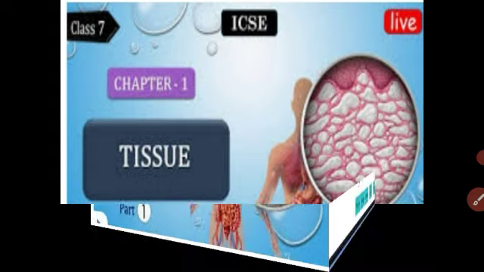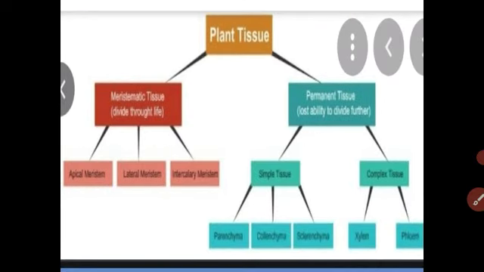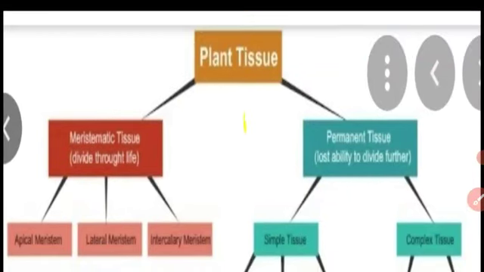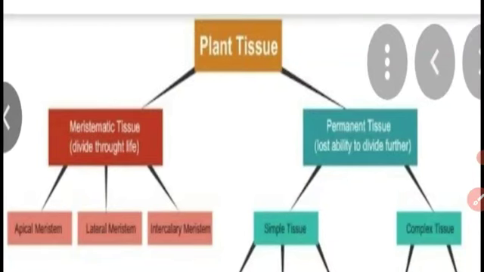Let us start. See, students, there are two main types of tissue: plant tissue and animal tissue. First of all, we will study plant tissue. You know, all living things are made from cells. In my previous video I explained how all plants and all animals are made from cells. Got it? And a bunch of cells is called tissue.